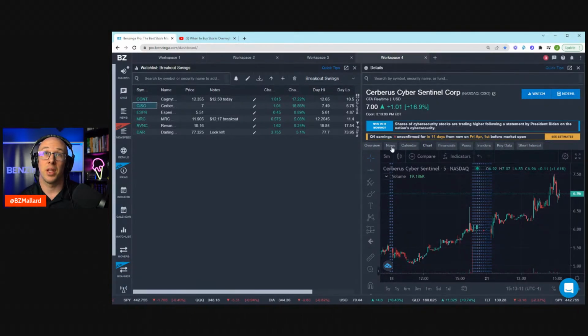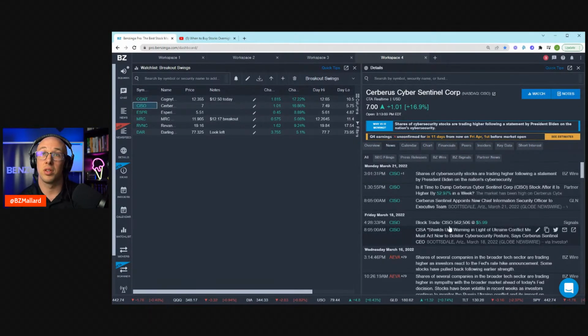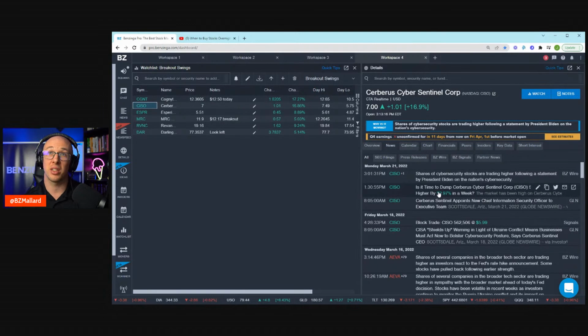And then again, I want to click over to the news and see, is there really a clear catalyst that can drive this up moving forward? It looks like President Biden made a statement on the nation's cybersecurity, and that might be affecting some cybersecurity stocks. So that's another type of catalyst. If there's a hot sector for the day, or a hot sector for the month or the year, depending on what the sectors are doing, that can definitely come into play there.